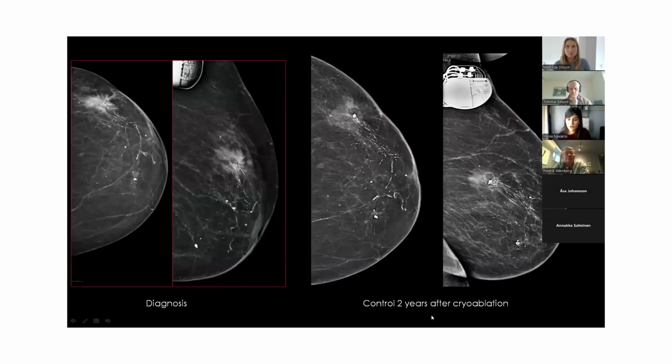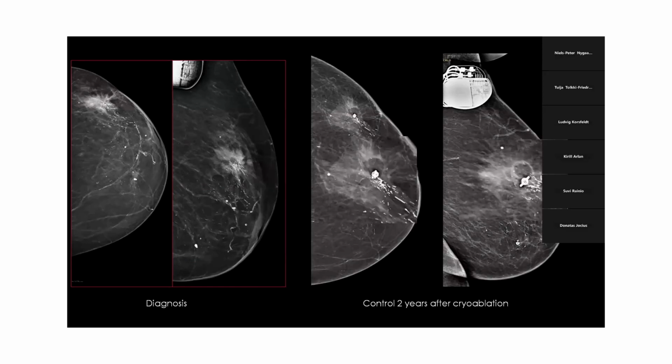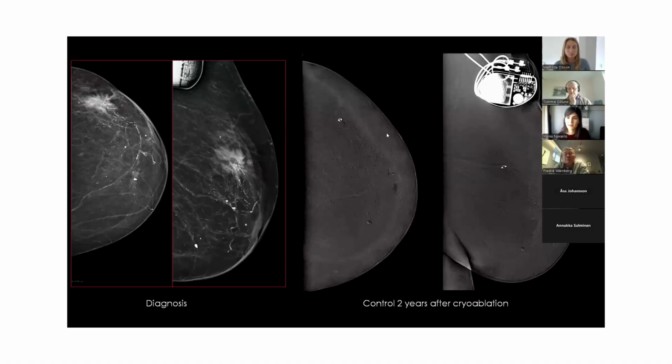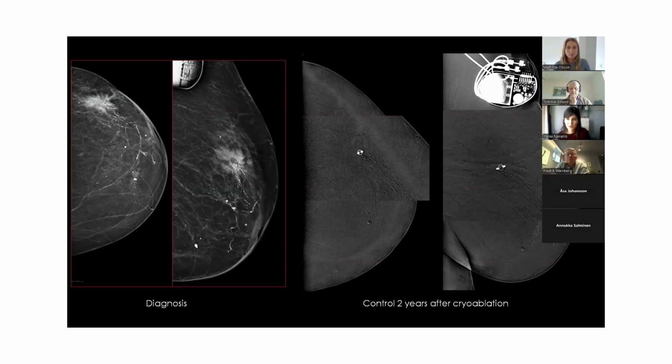And last control was 2 years after cryoablation. If you compare with diagnosis, now you see this fat necrosis changes, and very important, in contrast mammography, we don't see any enhancement. Later, we are going to see how useful is contrast mammography for these patients, because you have a more objective information and data that there is no tumor left. So this confirms perfectly the good evolution of the patient.